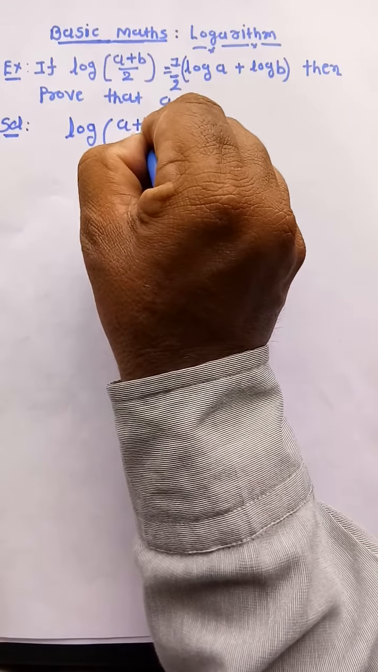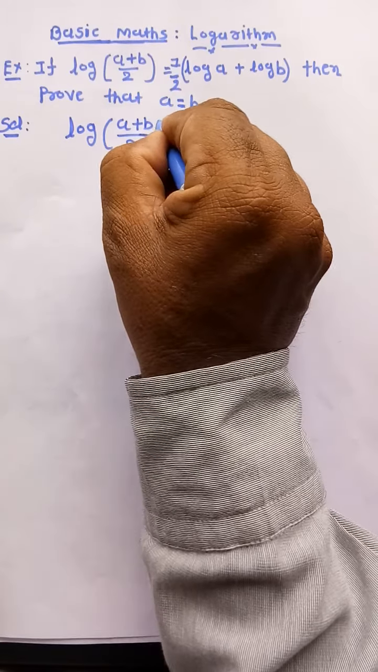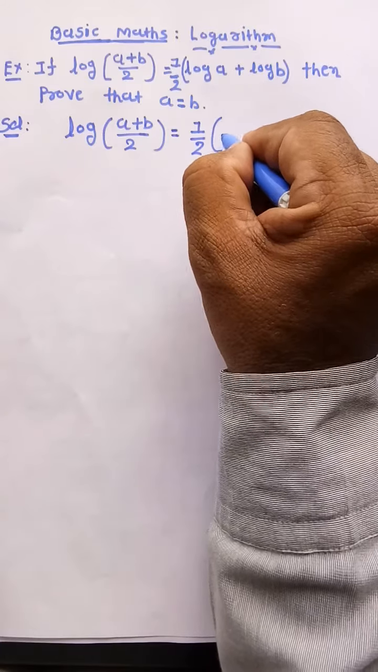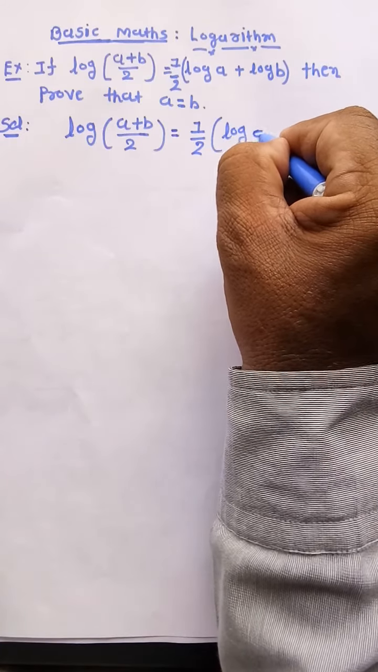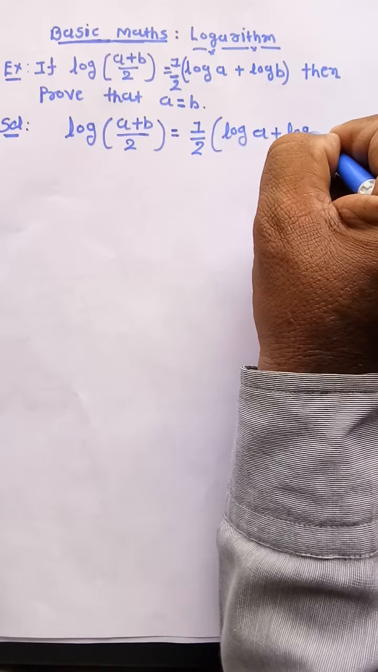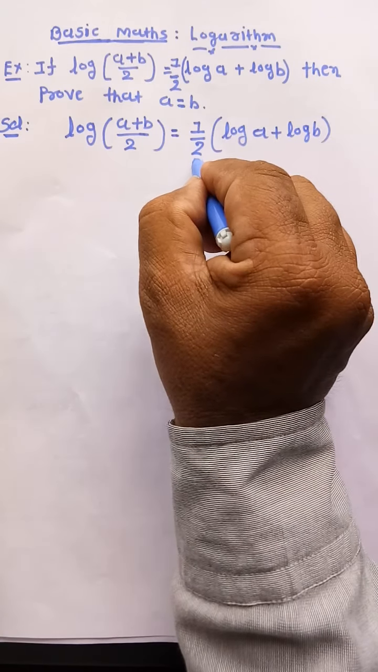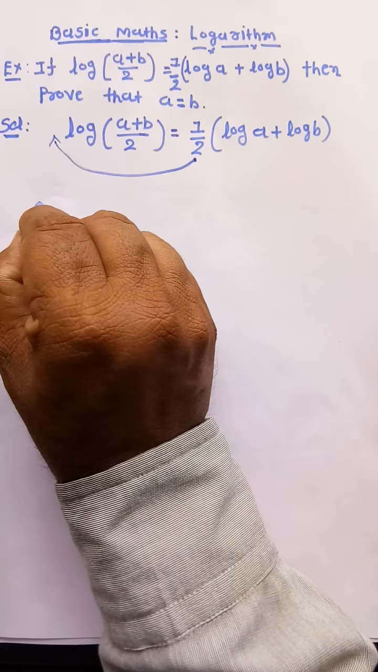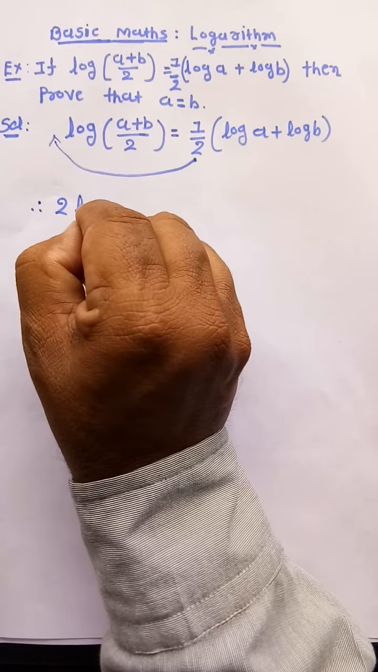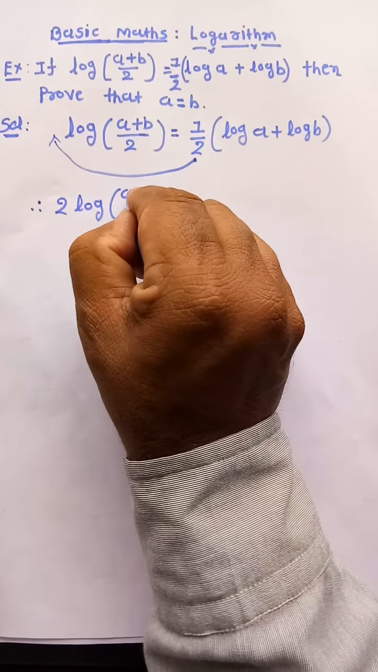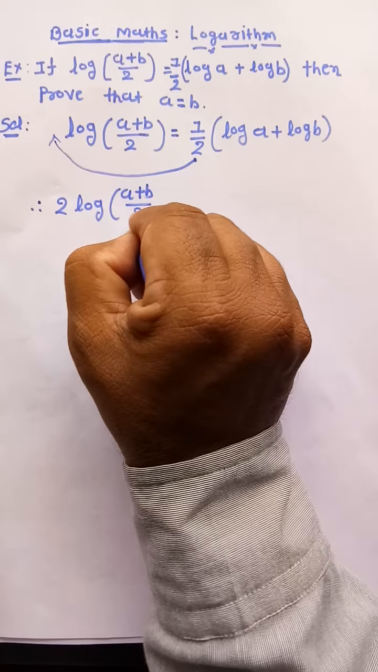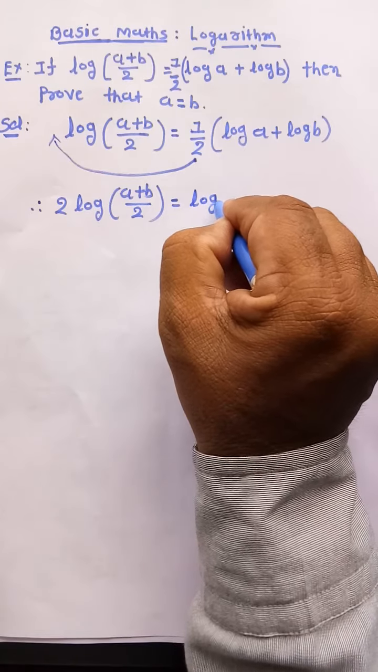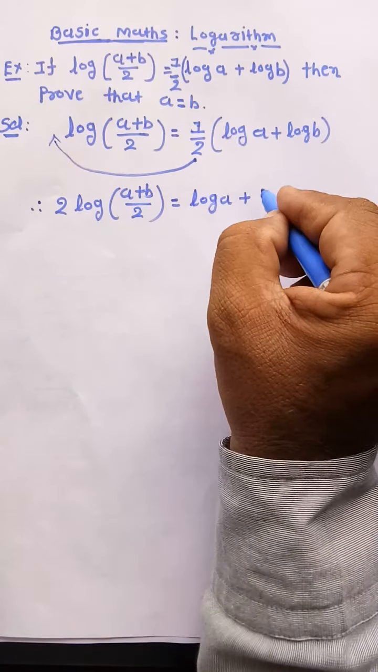log (a plus b by 2) is equal to 1 by 2 bracket small log a plus log b. Now first 2 is here divide, then on the other side it is multiplication. So 2 log (a plus b by 2) is equal to 1 multiple log a, that is log a, plus 1 multiple log b, that is log b.